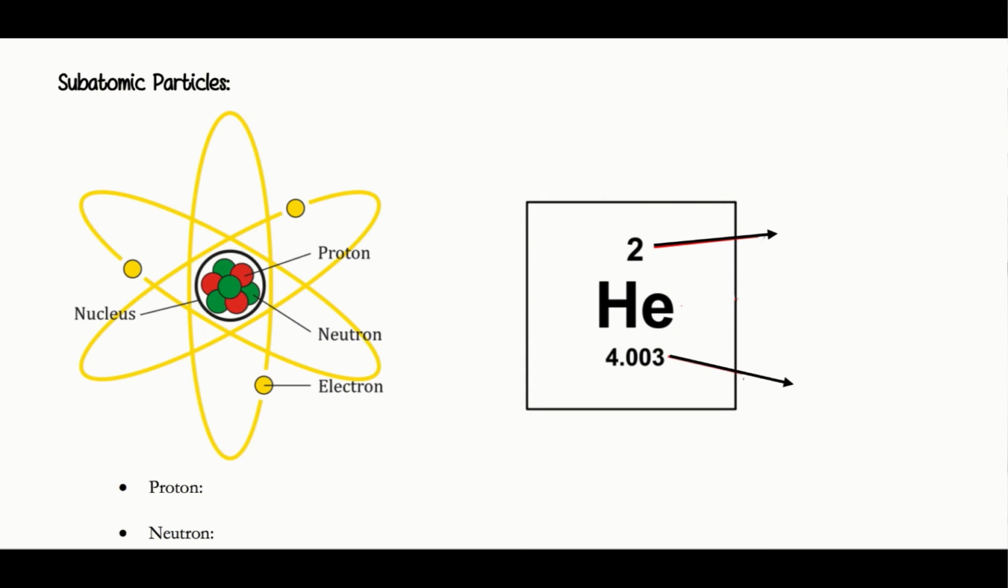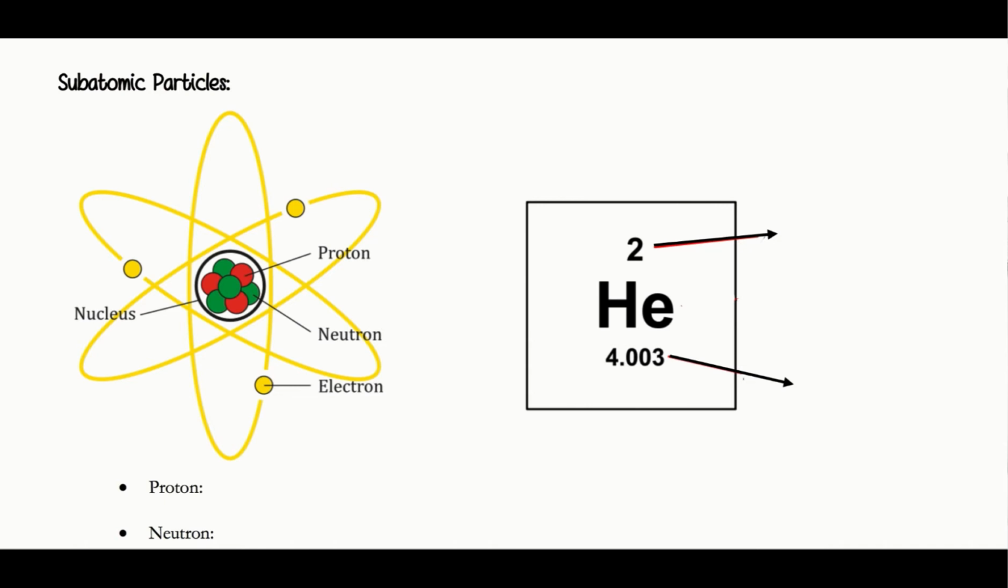So in this lesson, I'm going to review the three major subatomic particles: protons, neutrons, and electrons. Now this will probably be review for you, but that's fine. We're going to just go through, and then we're going to look at how we can actually predict the number of protons, neutrons, and electrons using the periodic table.